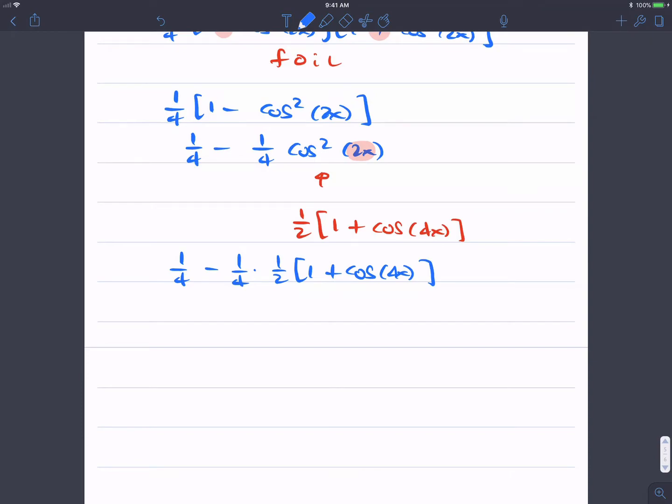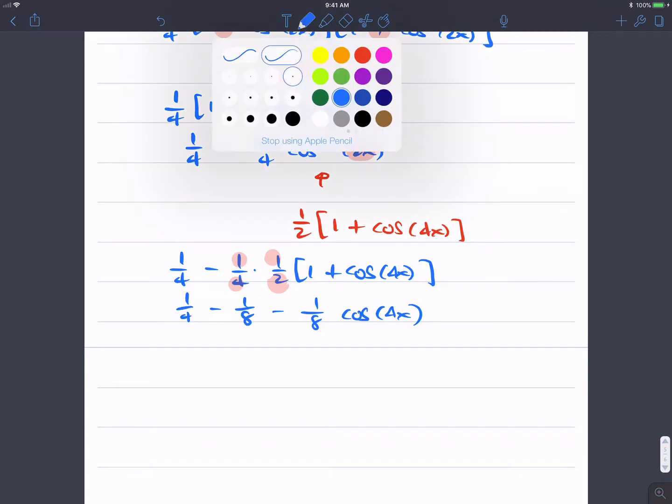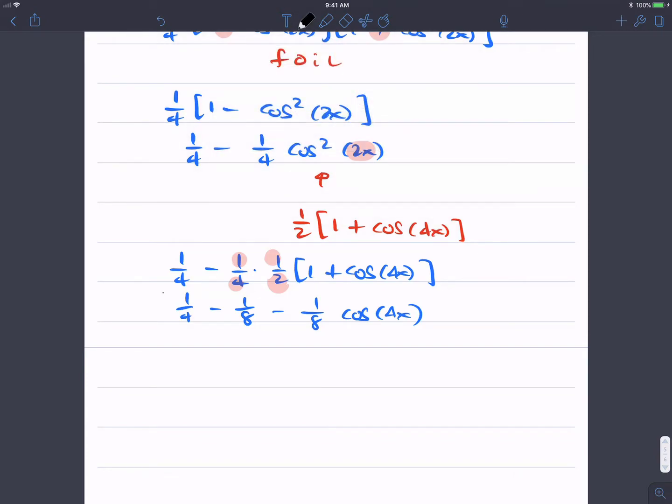And so doing what we did before, I'm going to here distribute and multiply, meaning here this is really 1/8, the constant. And so when I distribute this, I get 1/8 minus 1/8 cosine 4x. So ladies and gentlemen, take a look here that this is really going to be the integral of what you see now.